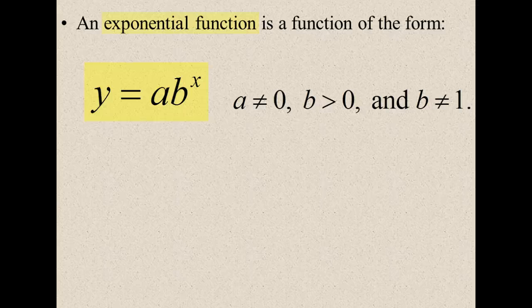Here are the rules about this, though. I'm not allowed to have a equals 0, okay? If a is equal to 0, this whole thing is going to become 0. I get my x-axis, right, where y is equal to 0. So that's the first rule.